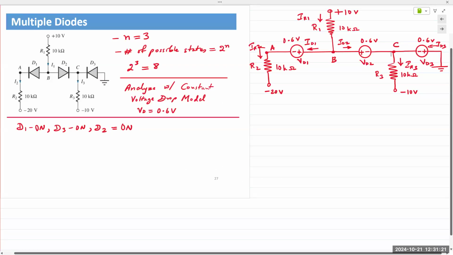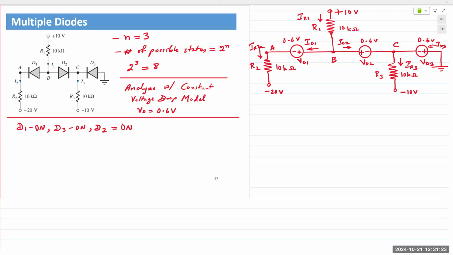Okay, so the example has three diodes, and we can easily solve this. When I say easily, the easiest method is to use the ideal diode model. But we will use the constant voltage drop model in this video. And then constant voltage drop would be the exact same analysis as the ideal diode model. It just requires addition of the diode voltages of 0.6 or 0.7 volts.